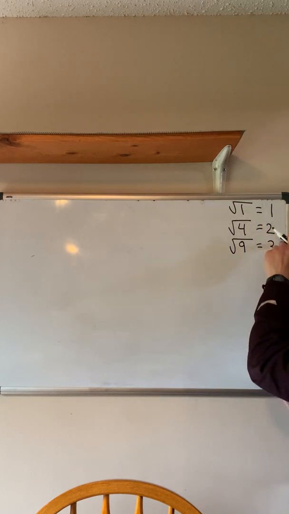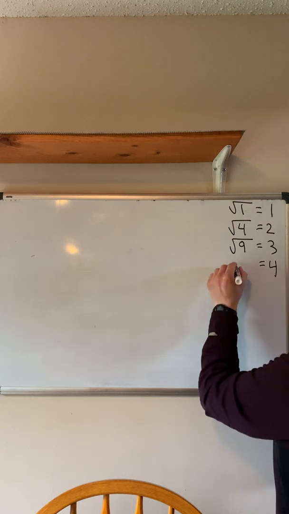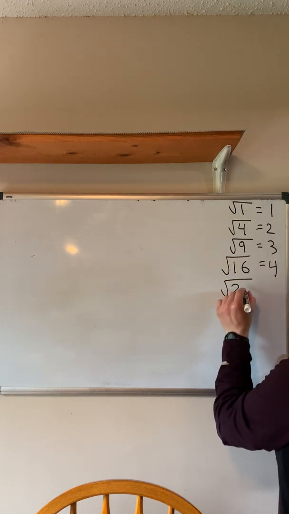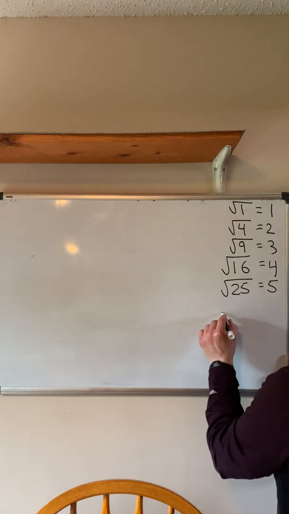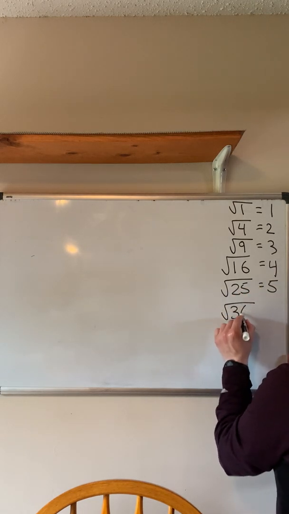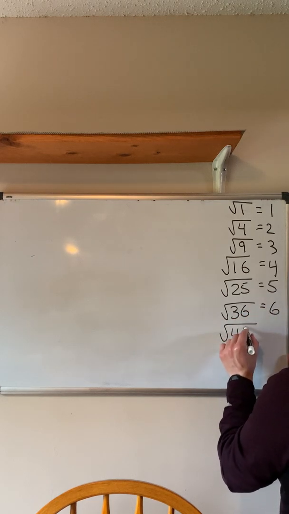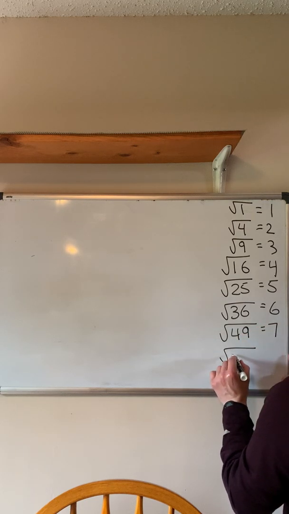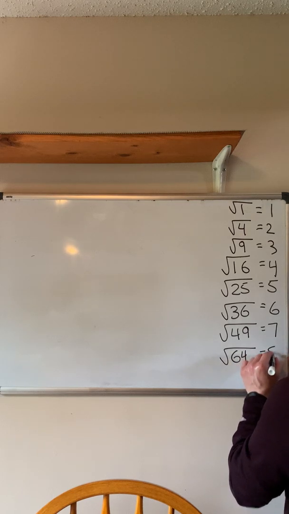As you see, I've got a 1, 2, 3 pattern. So here's 4. What's 4 times 4? It's 16. Then I've got 25, which breaks down perfectly, that's going to be 5 times 5. Next, I've got the square root of 36, which is going to be 6. The square root of 49, which is going to be 7. And the square root of 64, that's going to be 8.